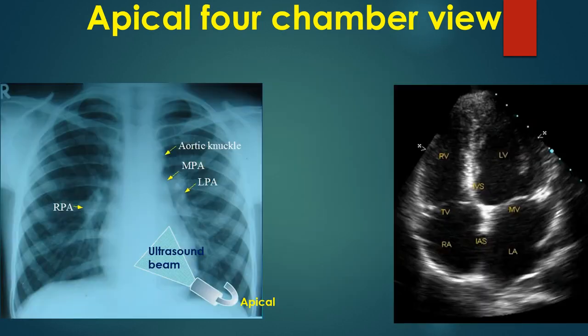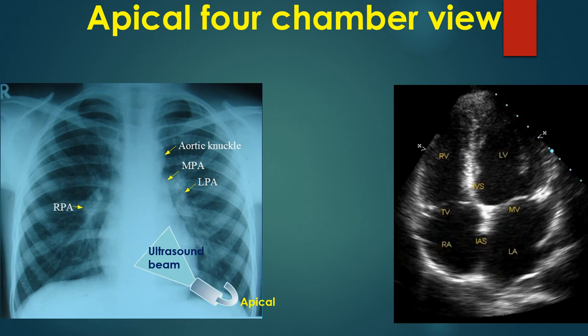Apical views are obtained by keeping the transducer directly over the apex beat. Apical 4-chamber, 2-chamber and 3-chamber views can be obtained by rotating the transducer. Apical 4-chamber view is illustrated here.